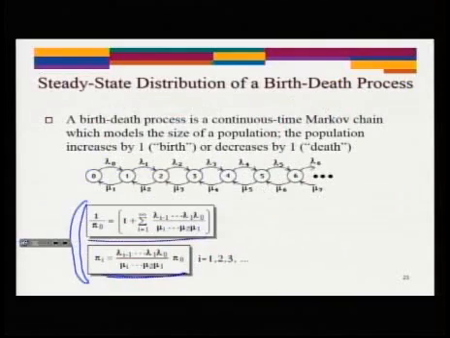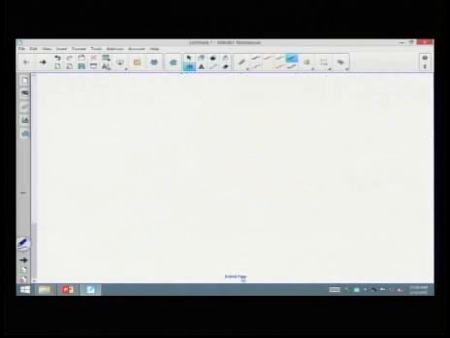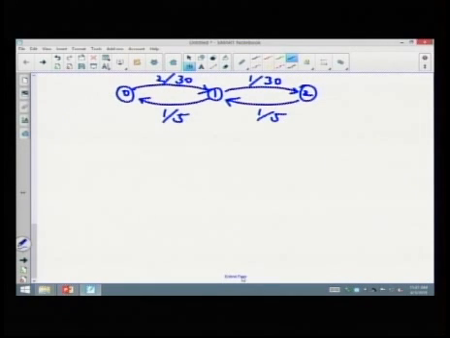Okay, so what is that? This one. So let me redraw the transition diagram first. We have states 0, 1, 2, with rates 2 over 30, 1 over 30, and then 1/5, 1/5. Okay?